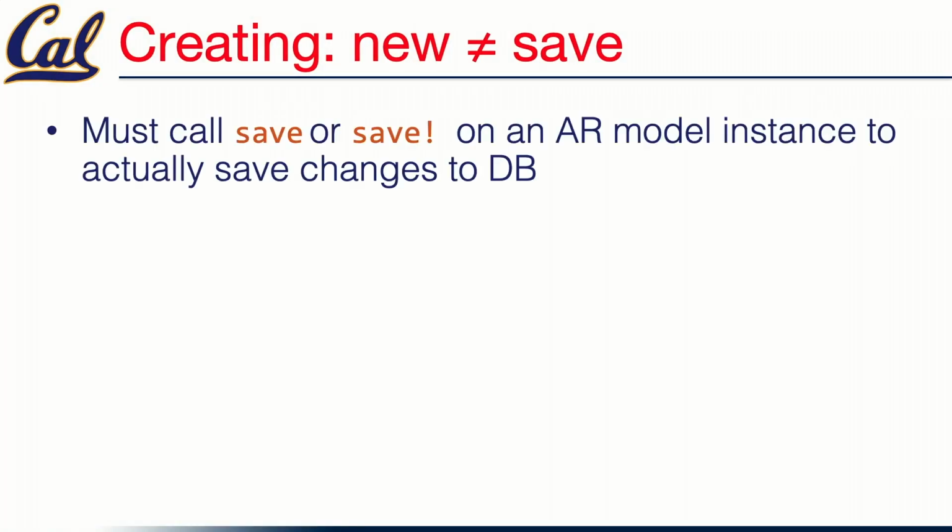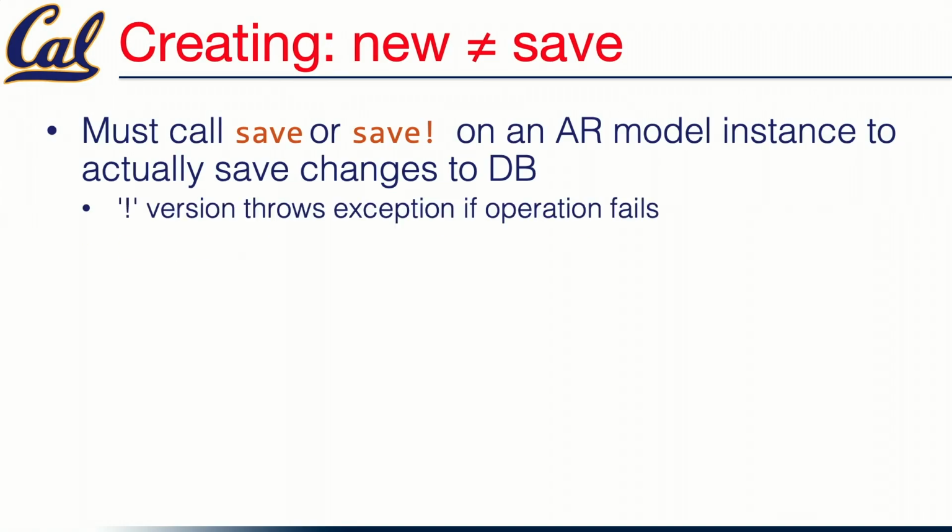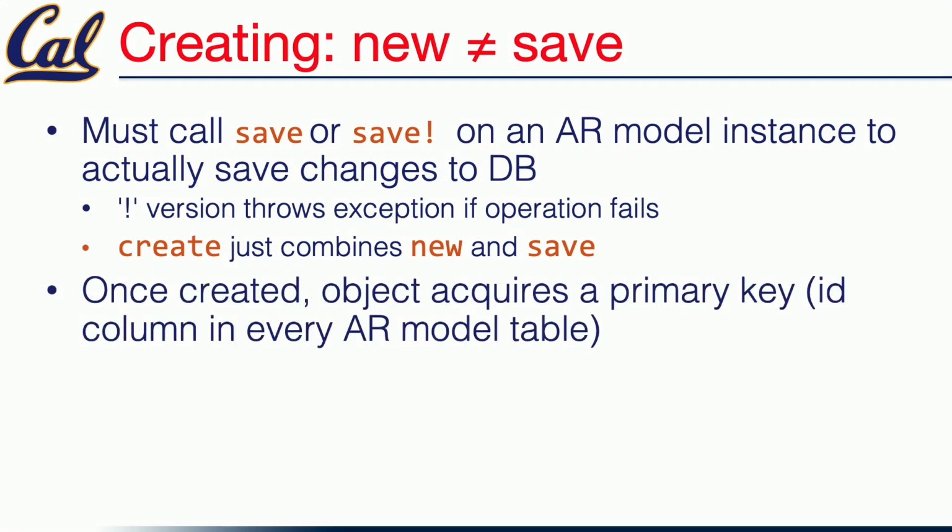What's the sort of high order bit here? You can use new followed by save, or you can use create. There's also, like in a lot of Rails calls, a save bang version, save exclamation mark. The only difference is that instead of returning a falsy value if things go wrong, it raises an exception. And there's cases where you actually want to do that.